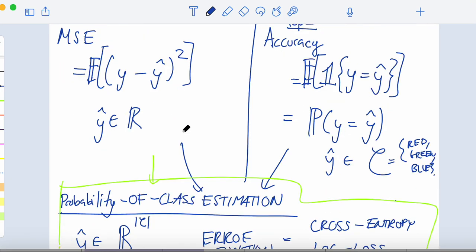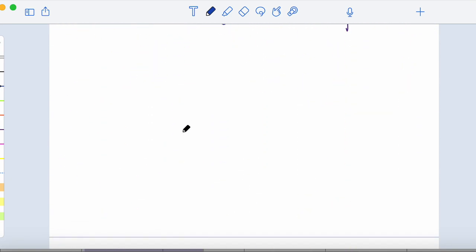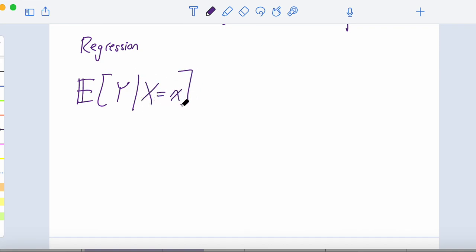I think what I'm trying to say, let's do it this way. Let's start a new page here. So for regression, we were always trying to estimate the mean. So we were trying to find the expected value of y given some value of x. So this was the optimal classifier. If somebody told you, I'm thinking of an x value, which is lowercase x, please tell me what is the mean of the y, that's the optimal classifier. This was the best y hat.